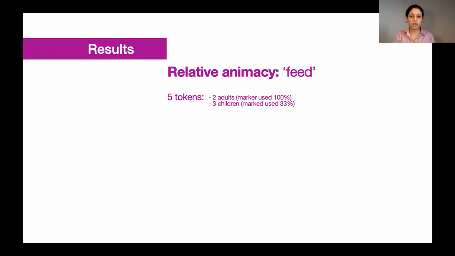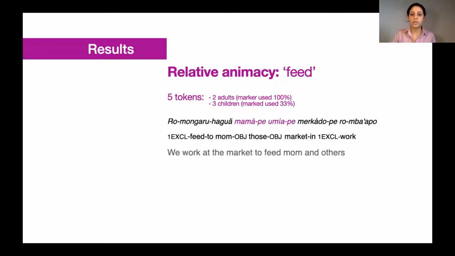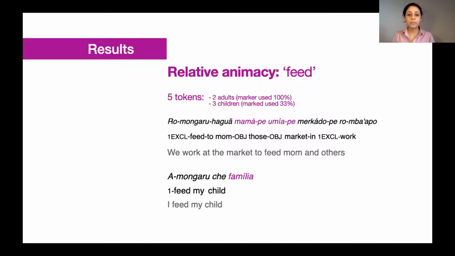So the marker appears 100% of the time in both tokens of adult objects. But when it comes to the children tokens, only one of them gets marked, so one out of 3. This is an example of someone talking about how they worked to feed, or should I say, to provide for their mom and other people in the family. You can see the marker there after mama and after umia. But in this one, the object is familia, which again means child or children, and you do not see the marker.